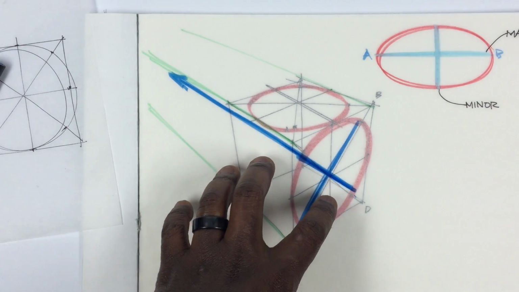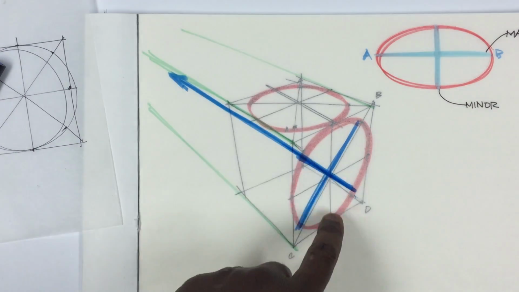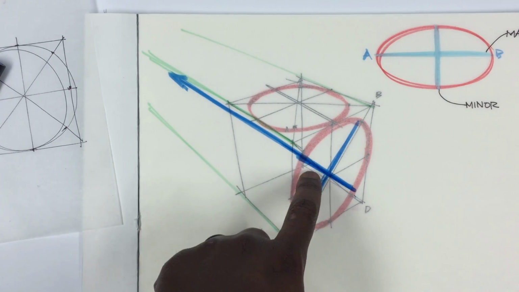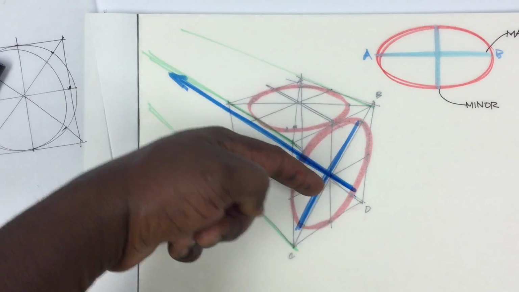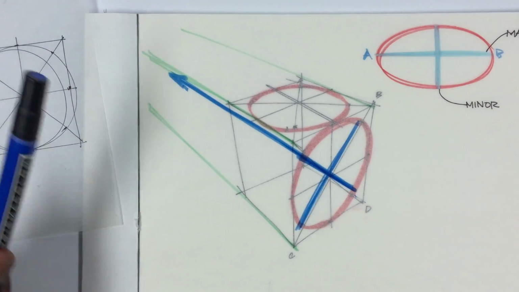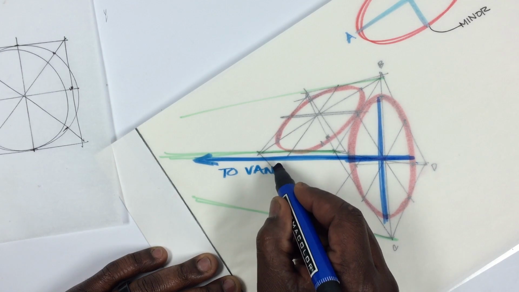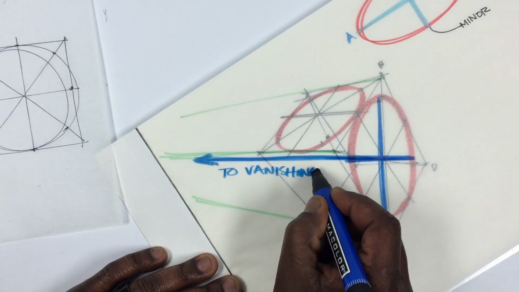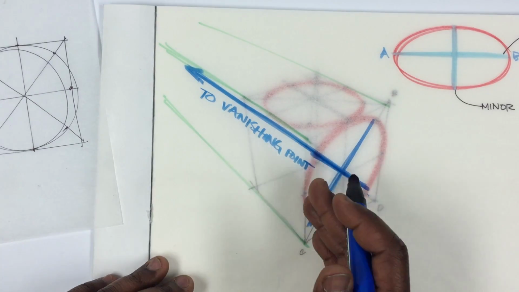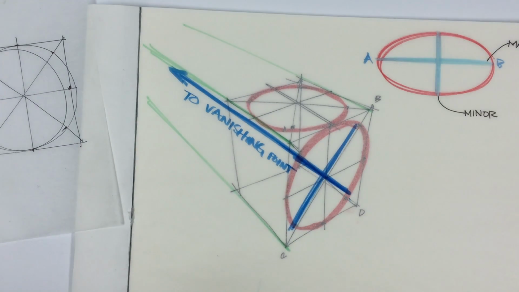So from this drawing, and if I did the same thing on the other side here, I would find a similar thing happening where the minor axis, this short line here, rests on an imaginary line that goes from the center of this ellipse all the way back to that vanishing point. Okay. To vanishing point. And in this case, it's to the left vanishing point. On this face, it would go to the right vanishing point.